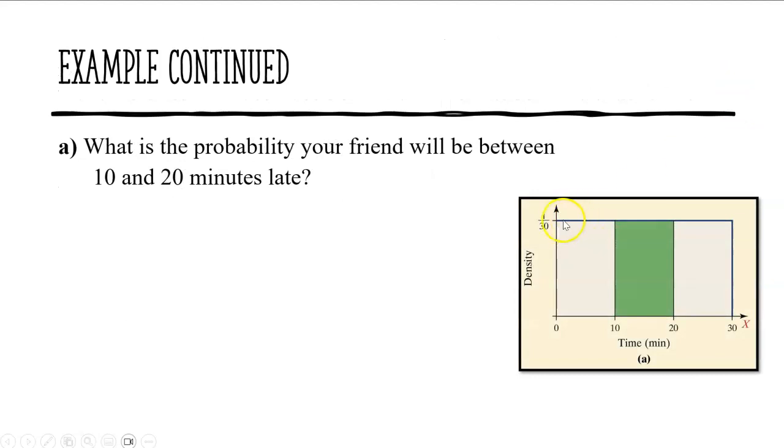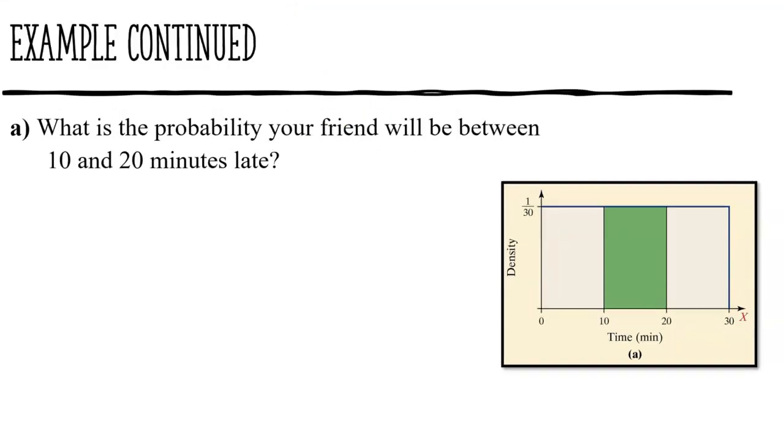So what is the probability that your friend will be between 10 and 20 minutes late? I've redrawn that probability distribution, but now I'm only interested in the area between 10 and 20 minutes late. Remember, the area under the curve represents the probability. So I need to know the area under this curve, and in order to find it, I need to know this distance.